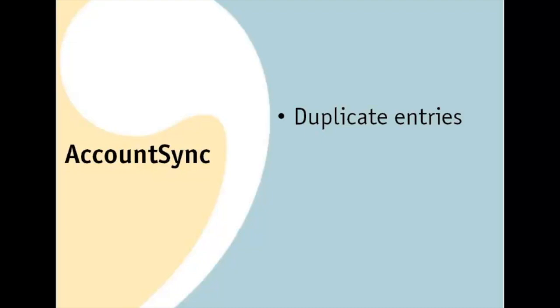Because we call it AccountSync, sometimes people get confused with how it works. It's not a true synchronization. It just reads in new entries. It does not look to see if they've already been made. If you find that AccountSync has duplicated an entry you've already made manually, it's fine to delete the extra one.